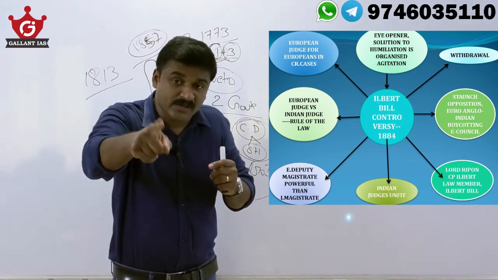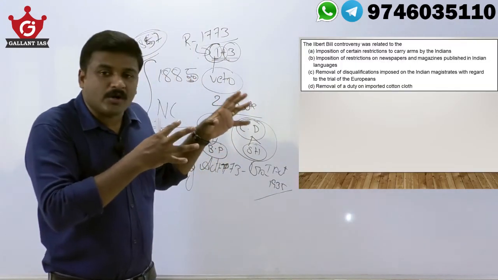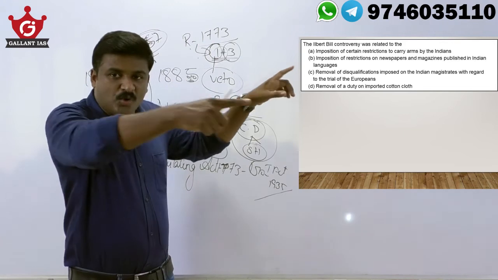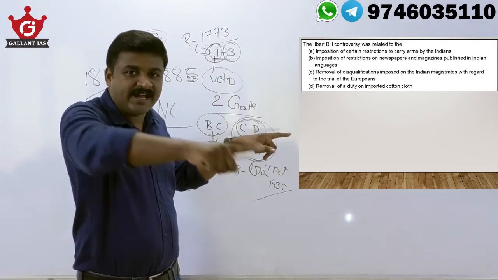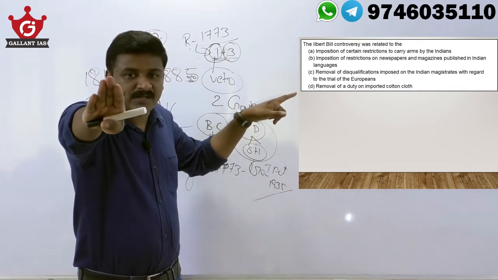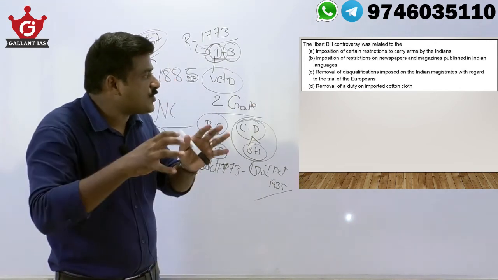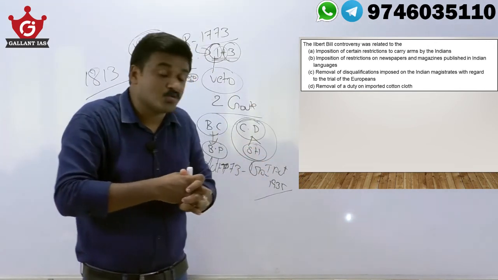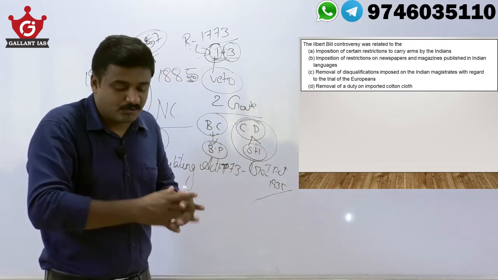This is also asked by UPSC several times. The question: the Ilbert Bill controversy was related to... go through all these options and you will understand only one statement is apt: the removal of disqualifications imposed on Indian magistrates with regard to trial of Europeans. That is the Ilbert Bill controversy.